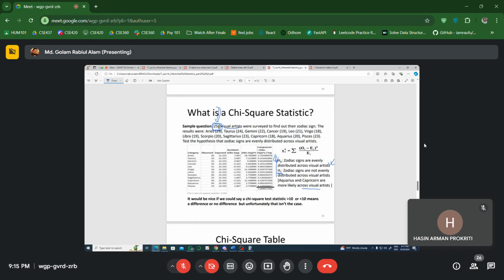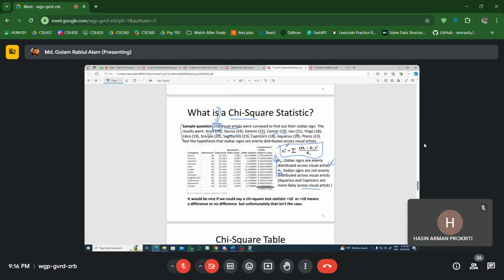Then in that survey, there are 256 visual artists. We found that 29 are Aries, 24 are Taurus, 22 are Gemini, 19 are Cancer, and 21 are Leo. In this way, we have got the different zodiac signs of the people within our visual artists. Then we can apply the chi-square test for testing our hypothesis. This is the equation of the chi-square test.